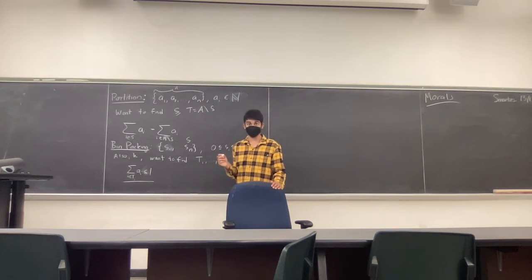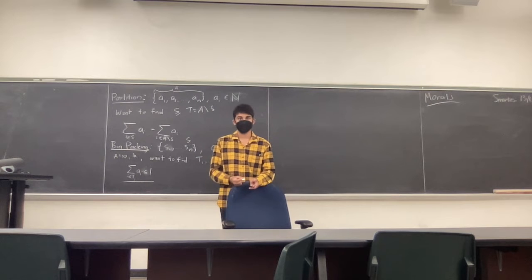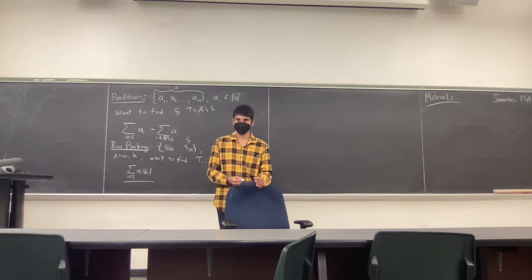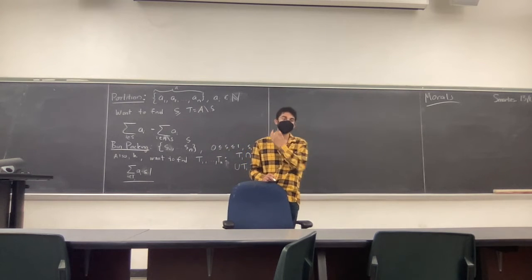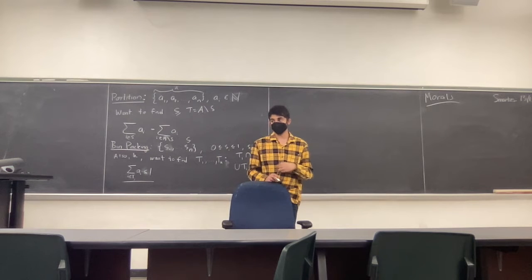How do you show that something is NP complete? You have to show two things. What is the first thing you must show? That it's checkable in polynomial time, that it's in NP. That there exists an algorithm that verifies the solution in polynomial time.